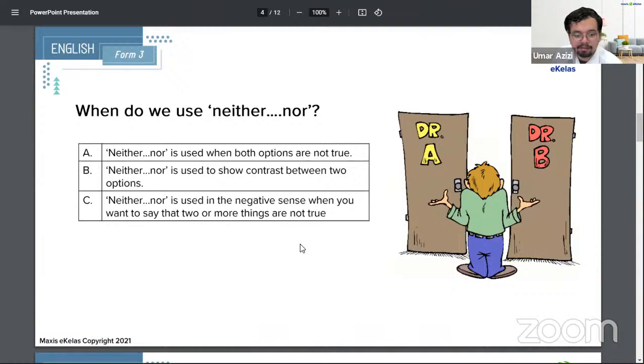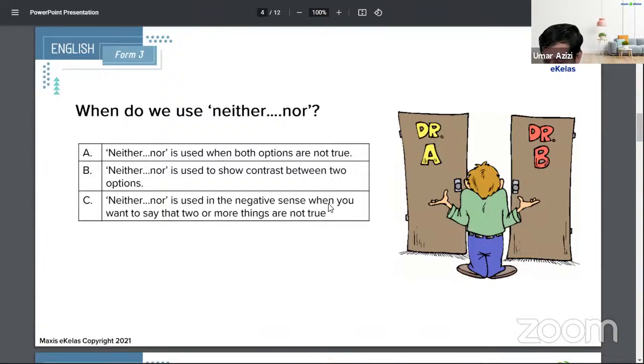All right. So when do we use neither nor? If either or was either one of each item, so either an apple or an orange, when do we use neither nor? A, neither nor is used when both options are not true. B, neither nor is used to show contrast between two options. Or C, neither nor is used in the negative sense when you want to say that two or more things are not true. Which one is it?